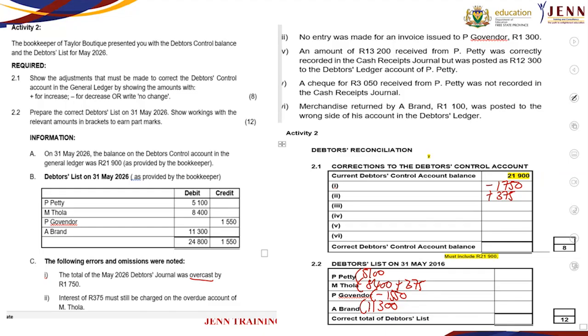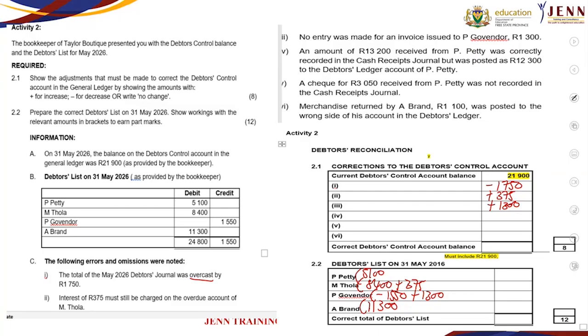1.3 will be added on both, plus 1.3 on the debtors control, and then we go to P. Gavenda, and then we say plus 1.3 to his individual account. And then Roman 4, an amount of 13,200 received from P. Petty was correctly recorded in the cash receipt journal, but was posted as 12,300 to the debtors ledger account of P. Petty. Any school? Where do we go?